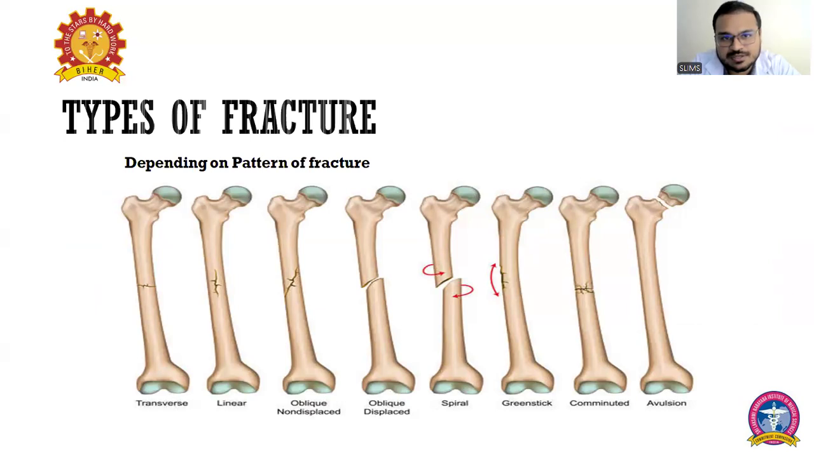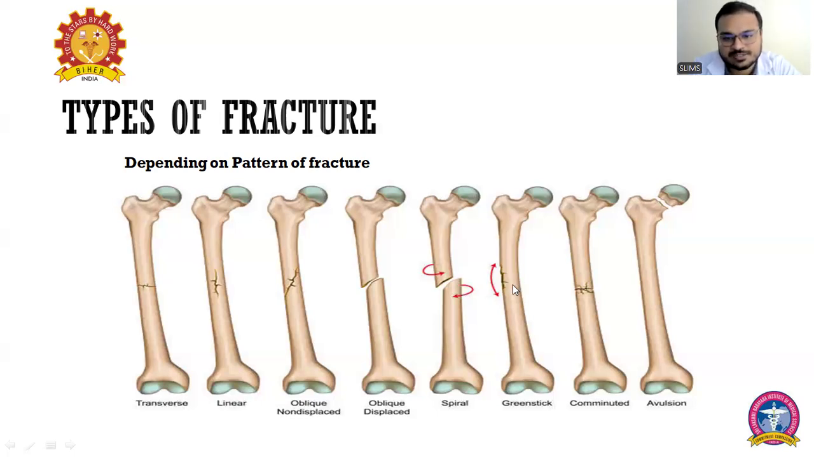Types of the fracture should be known by all individuals to go to the next step of the shaft of femur fracture. Depending on the pattern of the fracture, the types are: 1. Transverse, 2. Linear, 3. Oblique and non-displaced, 4. Oblique and displaced, 5. Spiral, 6. Greenstick, 7. Comminuted, and 8. Avulsion fracture. To differentiate between the oblique displaced and the spiral fracture, when the shaft fragment is very sharp at each end, it is known as a spiral fracture.